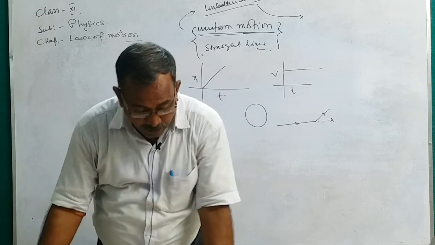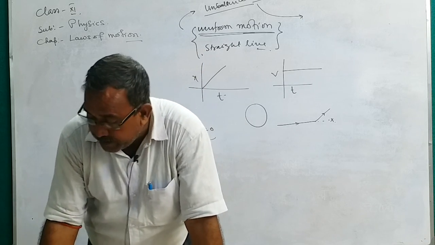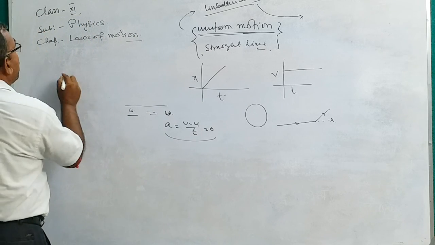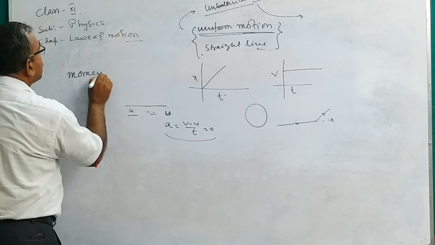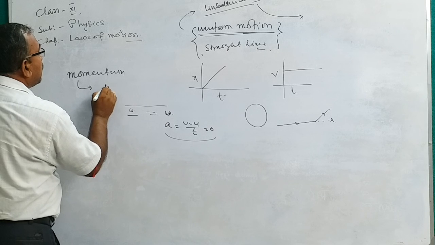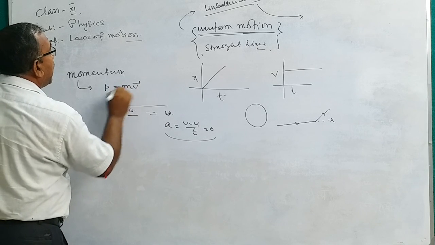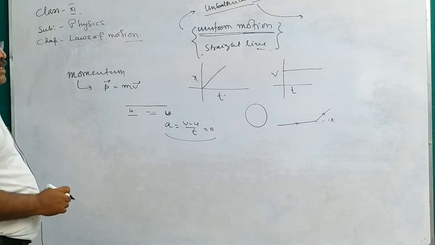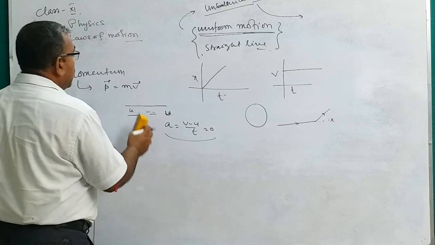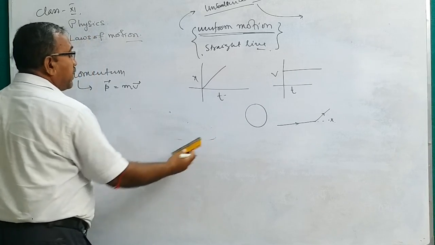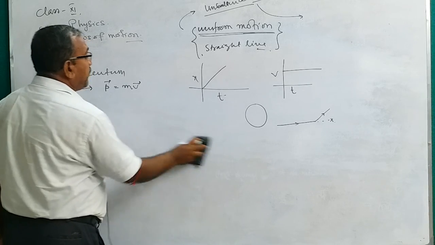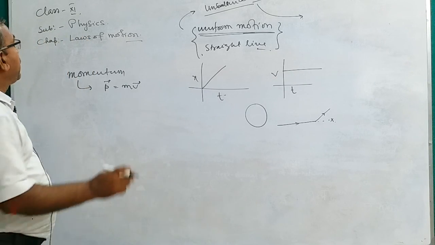Okay. Second law. Newton's second law, before this, you should know the momentum. Momentum is the product of mass and velocity. It is a vector quantity, while mass is a scalar quantity. If P equals m into V, you can write vector P equals m into vector V. So this is the linear momentum.